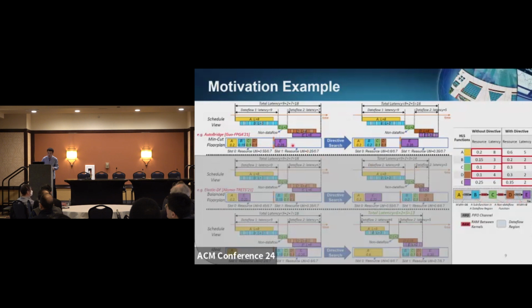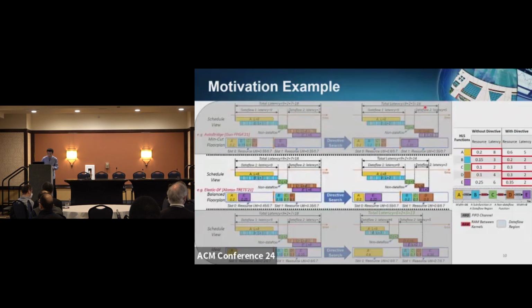So then we do the directive search, which means you expand the functions. You try to use trade resource for lower latency. We can optimize the latency by applying directives for B and E because there's not enough space for you to expand all of them. So this is already the best solution in this case. And you can optimize the total latency from 18 to 16 in this toy example.